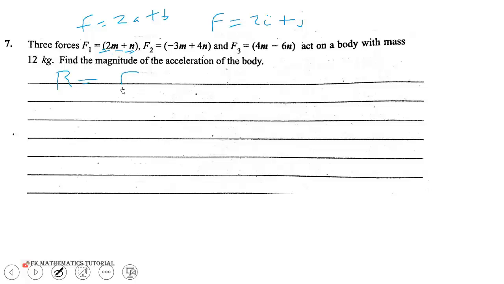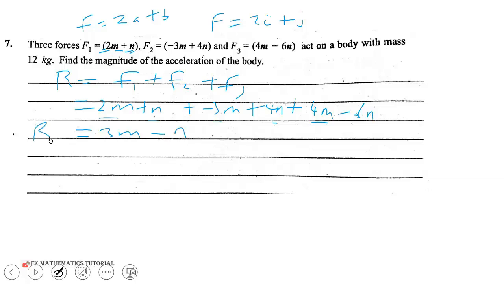So our resultant vector will be equal to F1 + F2 + F3. That will give us 2m + n + (-3m + 4n), then we add it to 4m - 6n. Grouping the m's, we have 2m - 3m, that will give us negative m. Then we add 4m, that will give us 3m. Then we add the n's: 5n - 6n will give us minus n. So that gives us the resultant vector.